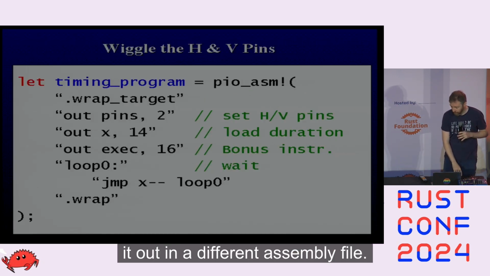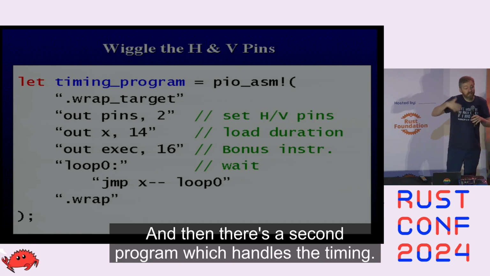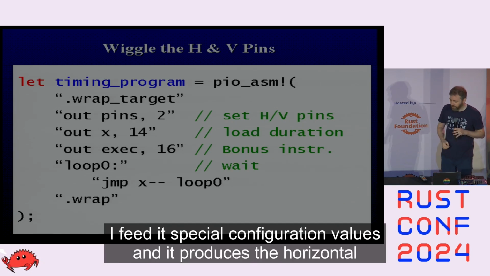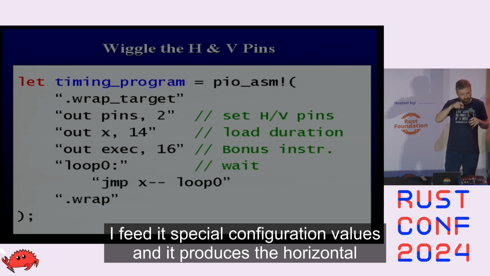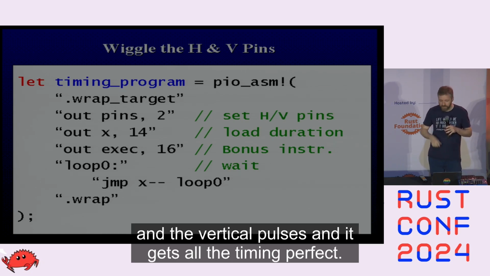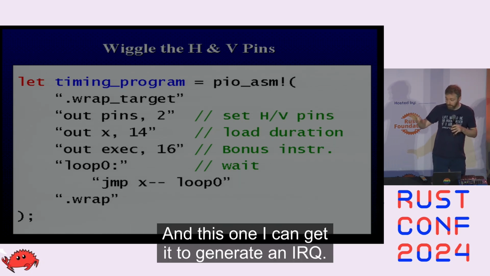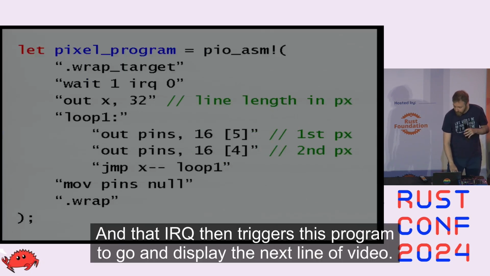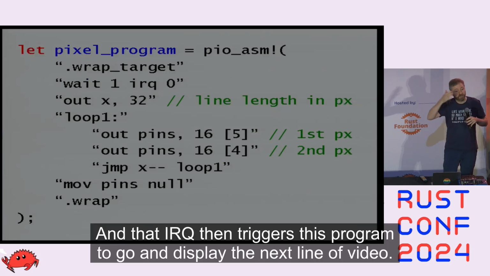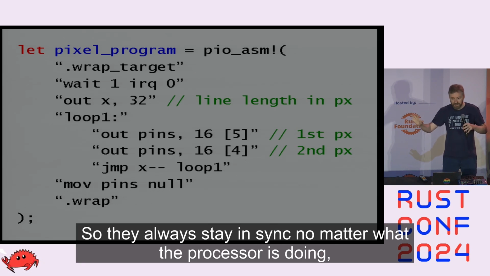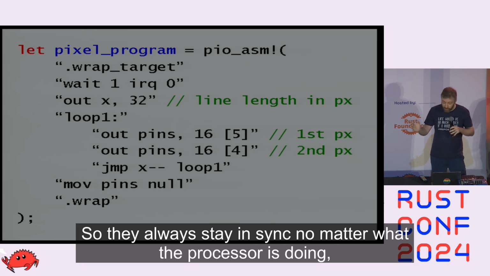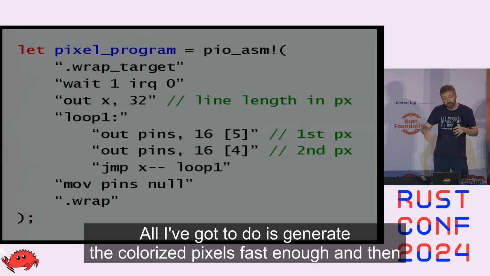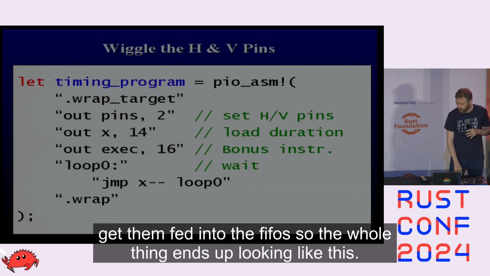So nice having the code in my Rust source file and not having to store it out in a different assembly file. And then there's a second program which handles the timing. I feed it special configuration values, and it produces the horizontal and the vertical pulses, and it gets all the timing perfect. And this one, I can get it to generate an IRQ. That's the bonus instruction that I can feed in, and that IRQ then triggers this program to go and display the next line of video. So they always stay in sync, no matter what the processor is doing, which is super important. All I've got to do is generate the colorized pixels fast enough and then get them fed into the FIFOs.